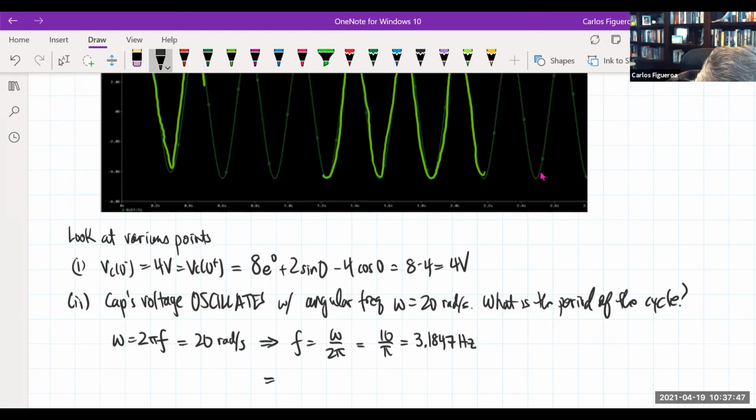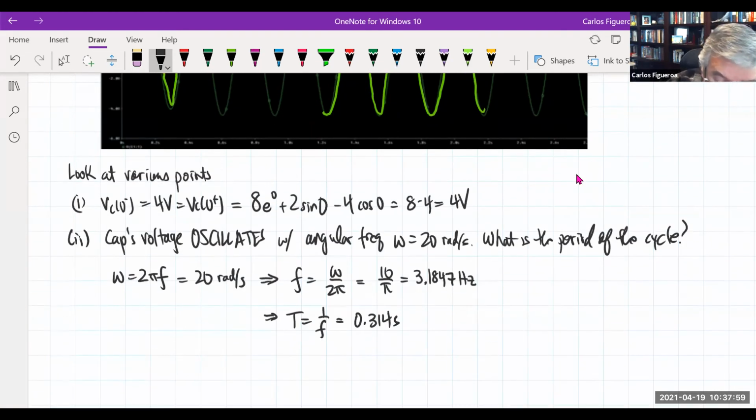So here I go. Look at the period now. We know it's 1 over the frequency. So if I compute that, I get 0.314 seconds. So in other words, I know what the frequency is and what the period of the cycle is, like that.